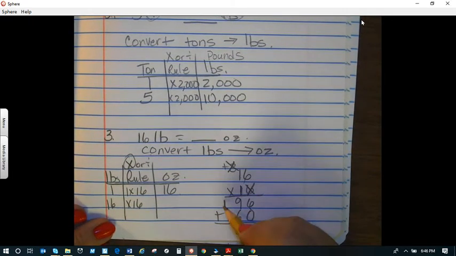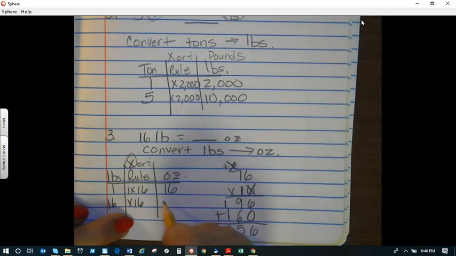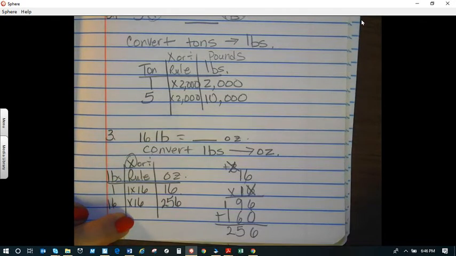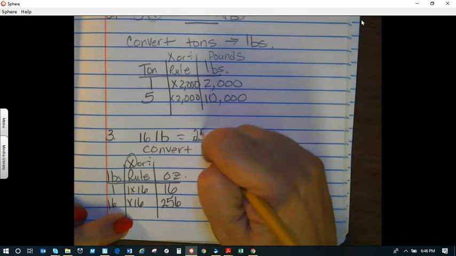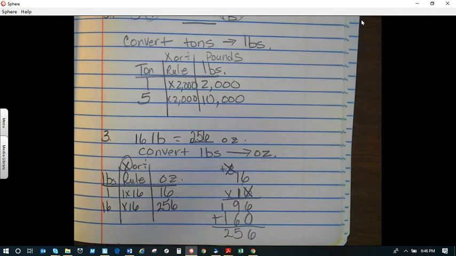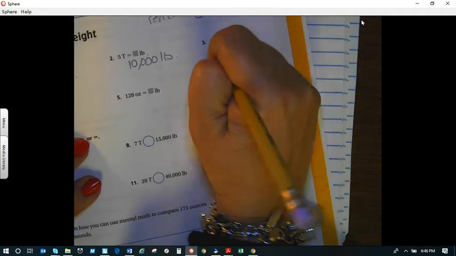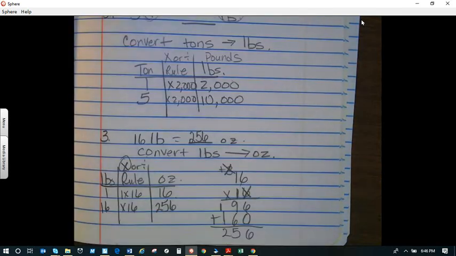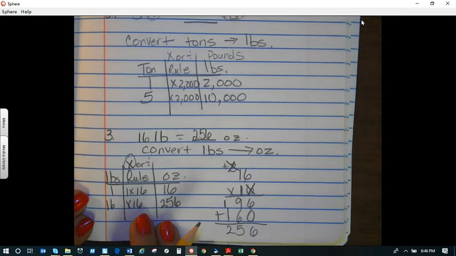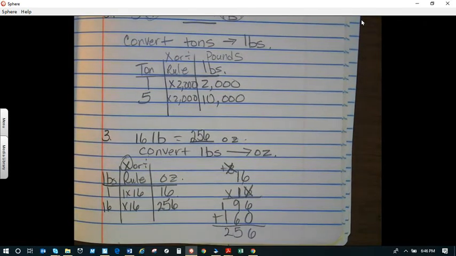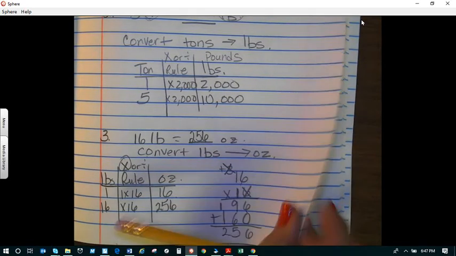Carry my 1. 1 plus 1 is 2. So it's 256 ounces. So 16 pounds is equal to 256 ounces. I'm going to place my paper over here, write down 256 ounces. Okay? Go to number 4, and do you see how easy it is once you're doing your input-output table along with the rule or the process table, call it whichever way you want, still the same. It makes it easier and much quicker to get through.